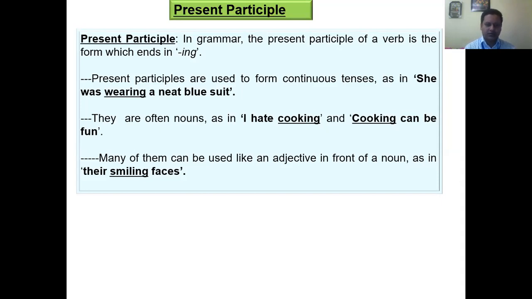Another example: participles are often nouns. Participles can be used as nouns also, as in, I hate cooking, and cooking can be fun. Here, cooking is a participle. Many of them can be used like an adjective in front of a noun, as in they are smiling faces. In modifiers, in most cases, we actually use a participle as an adjective. Here you can see they are smiling faces. The word smiling is a participle, verb plus ing, but here it functions as an adjective.